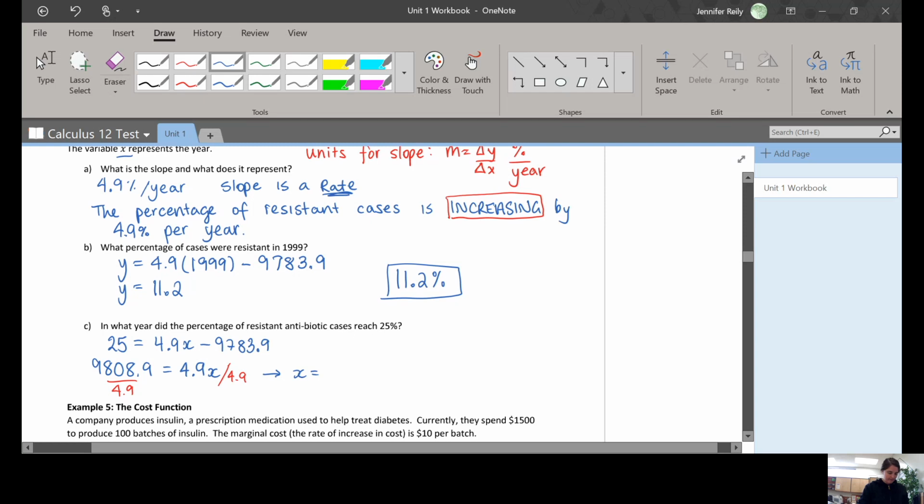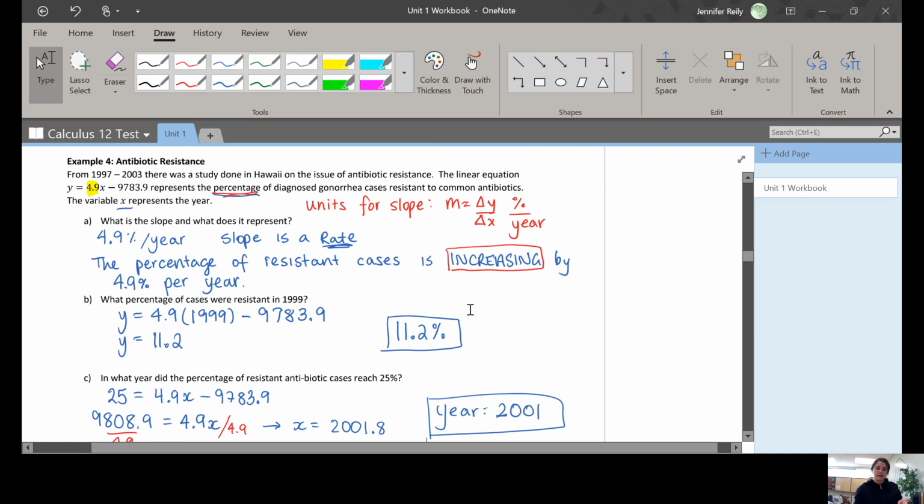X equals 2001.8. So the year would be 2001. So during the year 2001, the number of antibiotic resistant cases reached 25%. Okay. So that's example one.